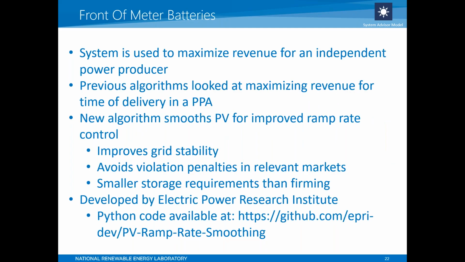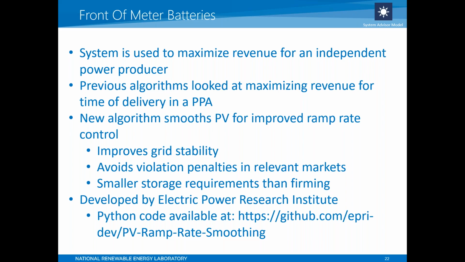Moving on to front of meter batteries. For the front of meter systems, we're looking at what the revenue would be like for an independent power producer selling energy to the grid. Previous algorithms looked at maximizing revenue for time of delivery in a PPA. This new algorithm is looking to smooth the PV for improved ramp rate control.